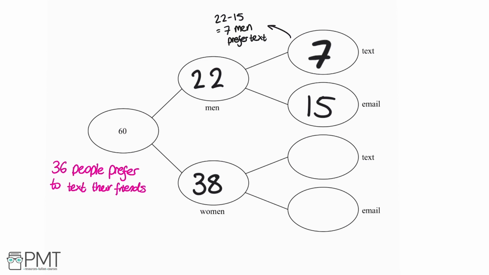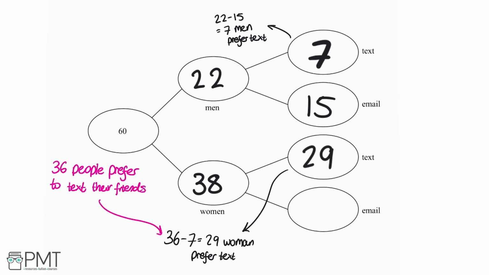Now we worked out that 36 people prefer to text their friends. So we can now fill in this box. If we know in total, including the men and women, there are 36 people that prefer to text, and we worked out that 7 of them were men, we're going to take away 7. We're going to be left with 29. Now lastly, we've got the email box here, and we do that in a similar way to all the others. We know there are 38 women in total, and we just worked out that 29 of them prefer to text. That leaves us with 9 left over, so there must be 9 women that prefer email.